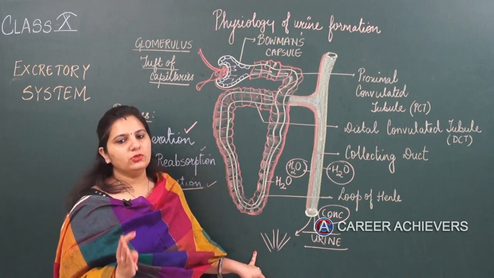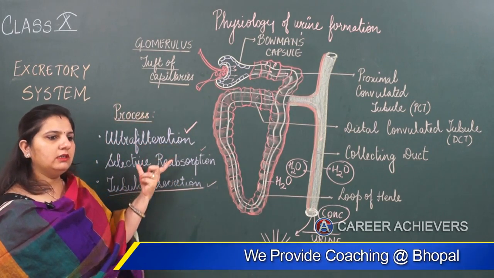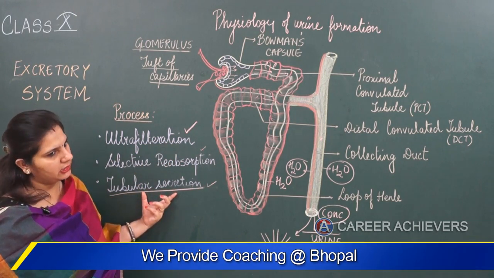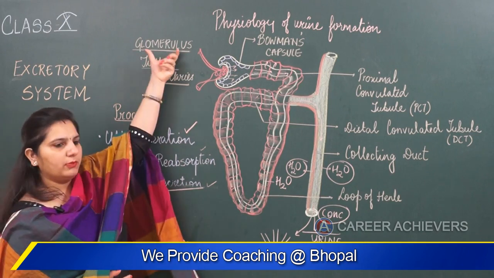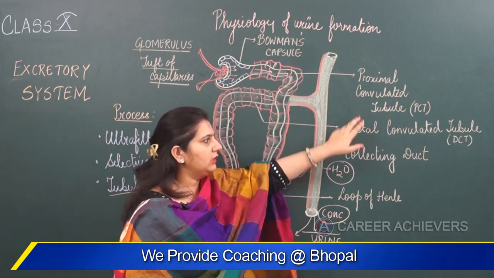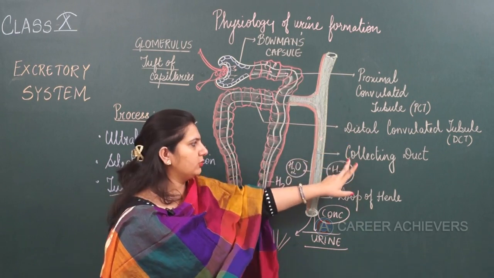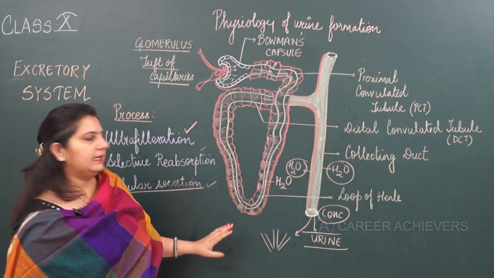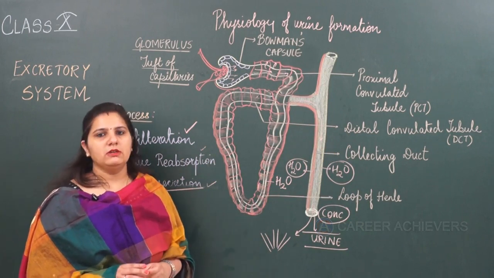So the entire urine formation process involves three steps: ultrafiltration, selective reabsorption, and tubular secretion. And the structure of nephron comprises the glomerulus, Bowman's capsule, proximal convoluted tubule, then loop of Henle, then distal convoluted tubule, and then collecting duct. So this is the entire structure of nephron and physiology of urine formation.